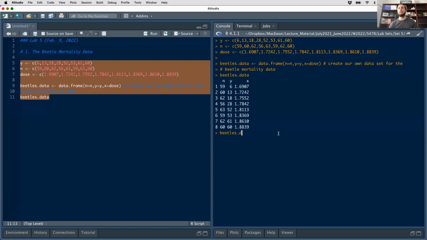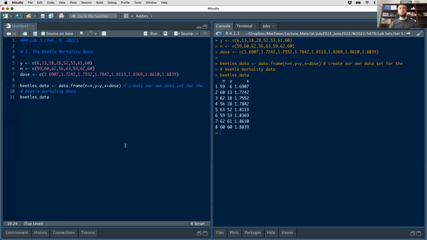The nice thing about putting it into a data frame is simply that when we are building the GLM, we can use data equals and specify Beetles.data so that R knows where the variables are coming from. Again, you can do this without specifying the data set as well. So you can directly just plug the vectors into the GLM function and not give the data set, as long as Y, N, and dose are saved into the working space.